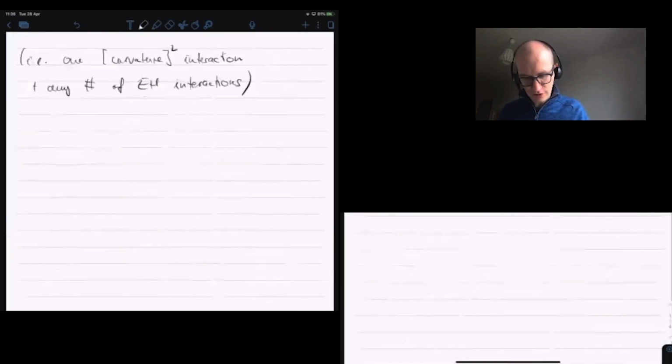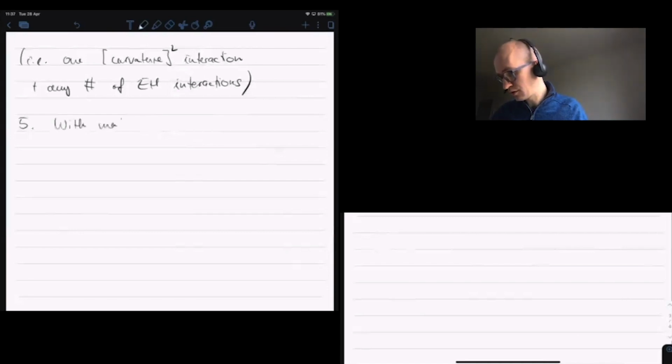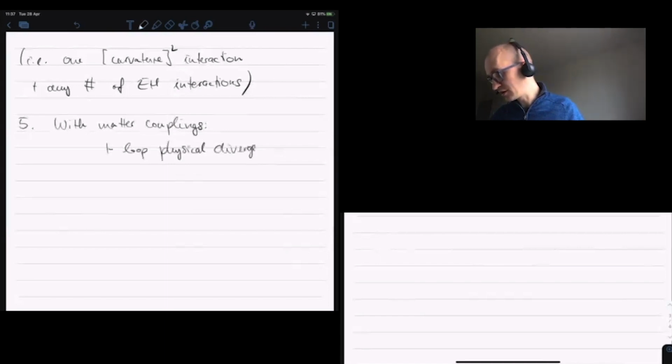I had some comment here on the matter couplings, number 5, but that was essentially done. So 5, let's see. Well, what did I want to say? Yes, with matter couplings you have one-loop physical divergence, which, however, we can deal with using this EFT logic.